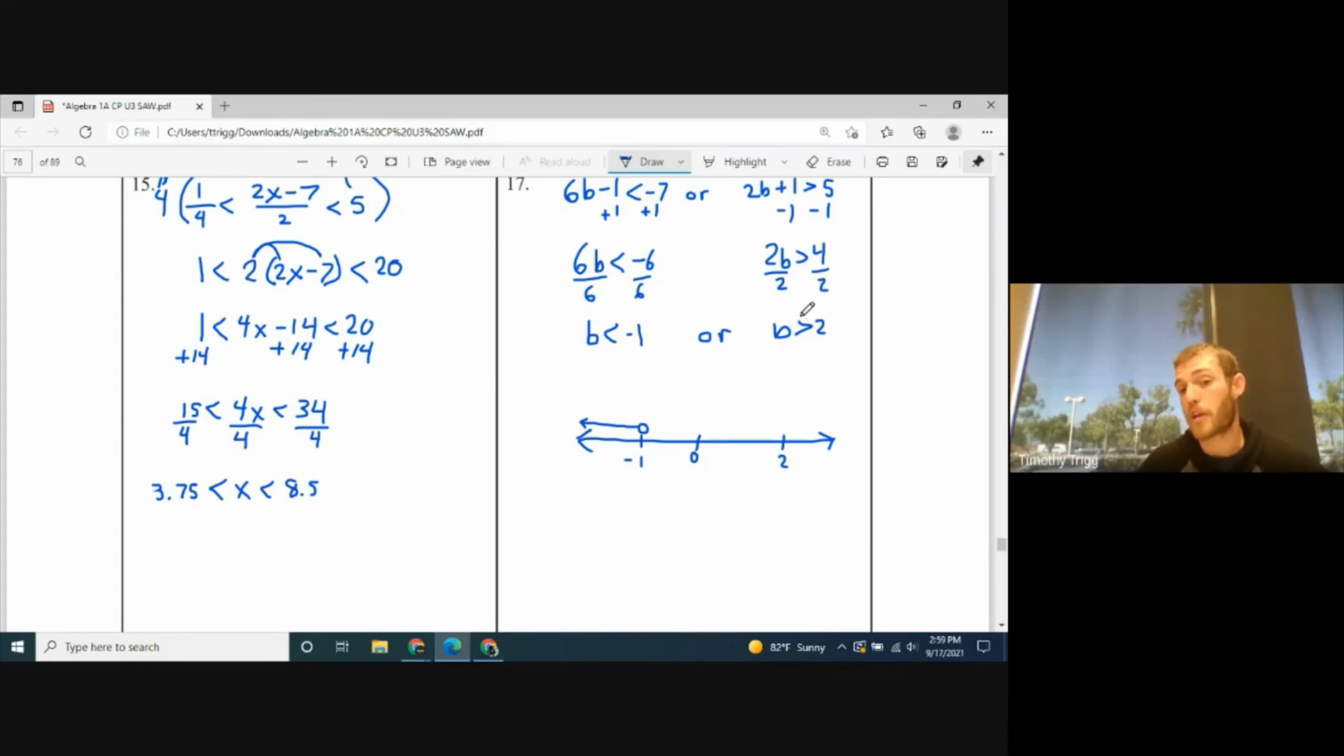Here I want b values that are greater than 2. So it's going to go over this way. So generally with OR statements, they're going to go opposite from each other, right? These are different than the ones we did before where they went towards each other, okay? So OR statements generally go like this, and AND statements usually go towards each other.